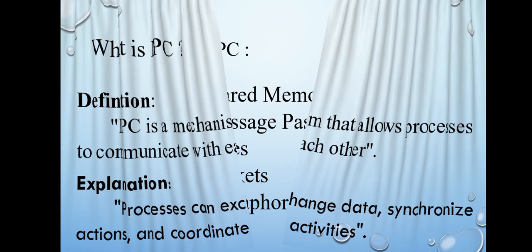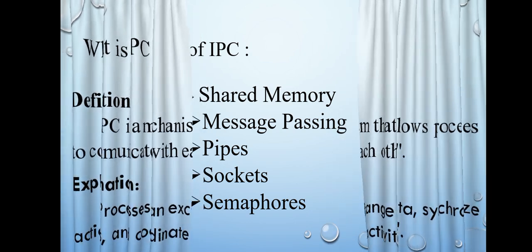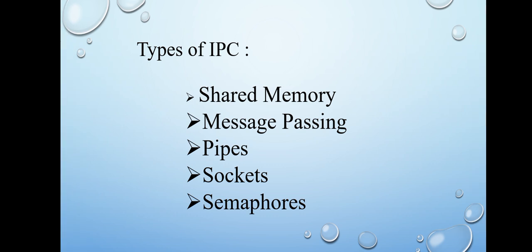The types of interprocess communication are shared memory, message passing, pipes, sockets, and semaphores.